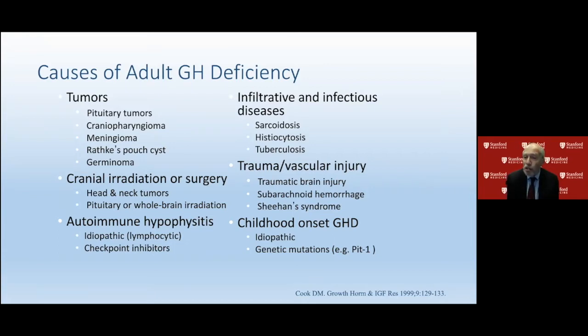Another major cause that we'll get into in a minute has to do with traumatic or vascular injury to the pituitary, including traumatic brain injury and subarachnoid hemorrhages. And finally, there's the whole category of adults who had childhood onset growth hormone deficiency, either as an idiopathic isolated growth hormone deficiency, as part of some genetic syndrome, or because they also had pituitary or brain tumors.